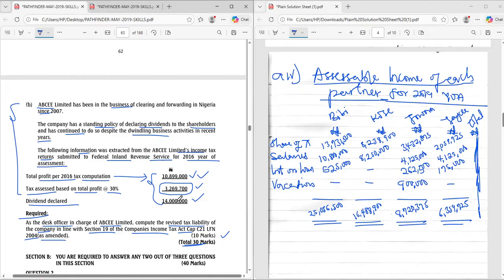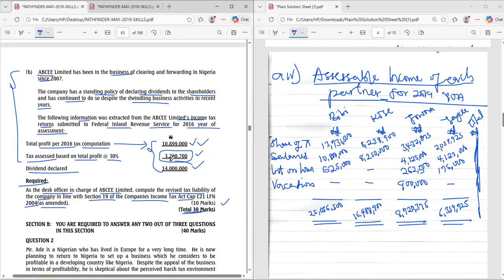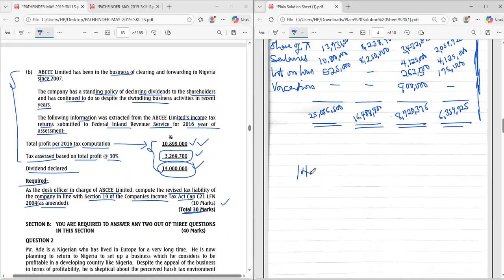But once you cannot prove that it's from retained profit, they will ask you, where did you get the money from? So do you know what they are going to do? They are going to say, okay, this dividend will be the new profit. Yes, now I've told you before. So that will be 14 million times 30%. So that will be how much? 4,200,000. So this should be your new adjusted tax. This is 4.2 million.